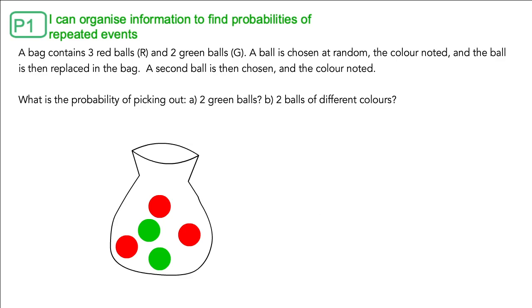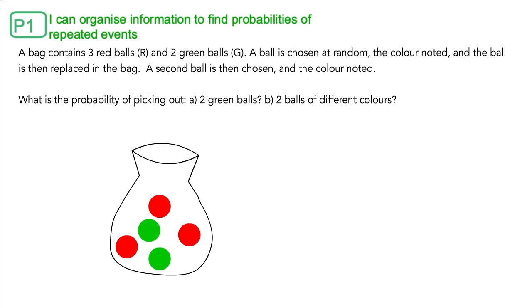A bag contains 3 red balls and 2 green balls. A ball is chosen at random. The color is noted and the ball is replaced back into the bag. A second ball is then chosen and the color is noted. What is the probability of picking out 2 green balls, 2 balls of different colors?